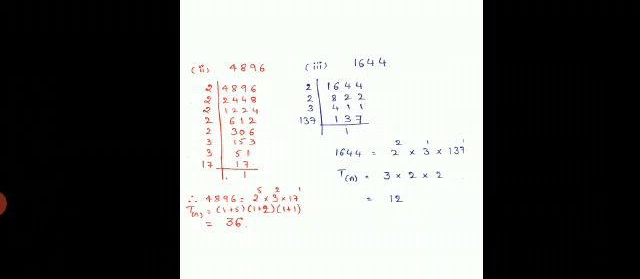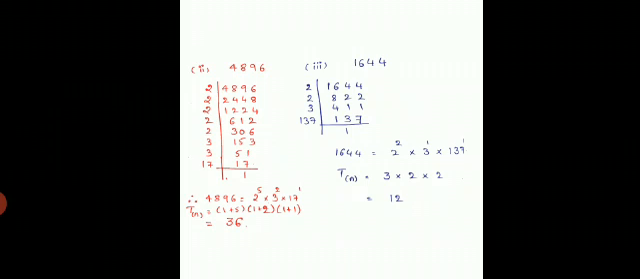137. So 137 is a prime number, so it has only one factor, that is 137 into 1. Now the canonical representation of 1644 can be written as 2 raised to 2 into 3 into 137.